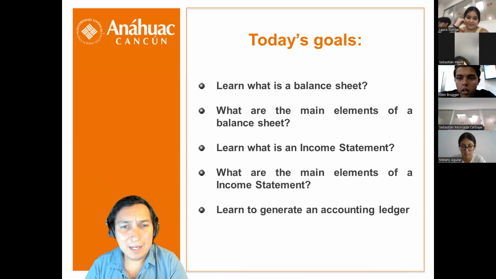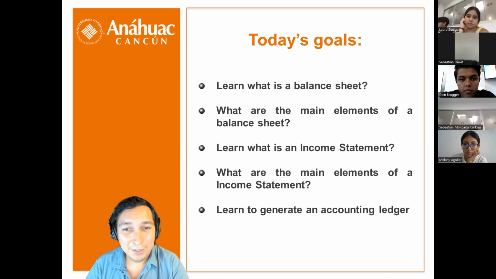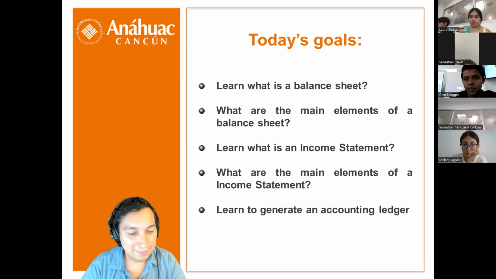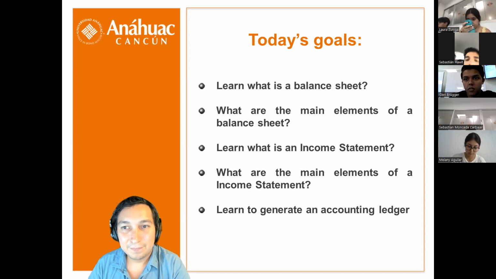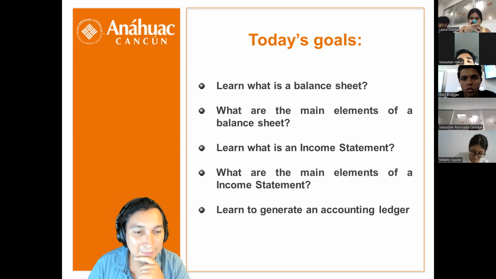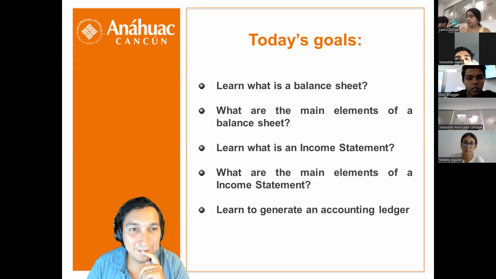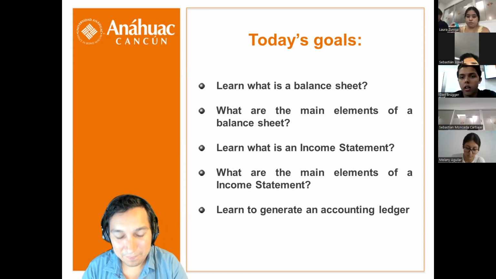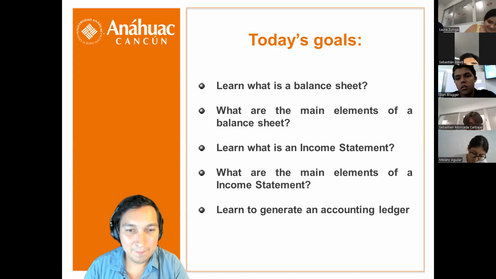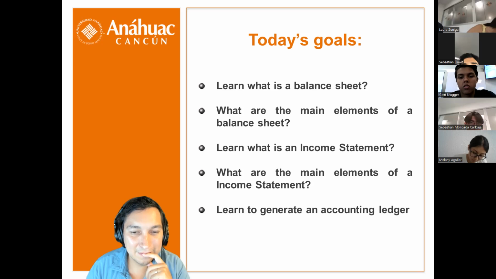So today's goal, guys, is to learn what the balance sheet is. Who can remember to me what is the balance sheet and what are its main elements? What are the main elements of the balance sheet? The equity, the liability, and the assets. Yes, that's right.